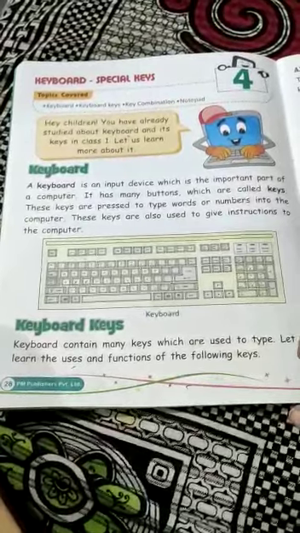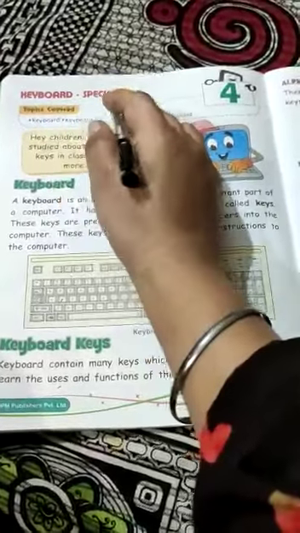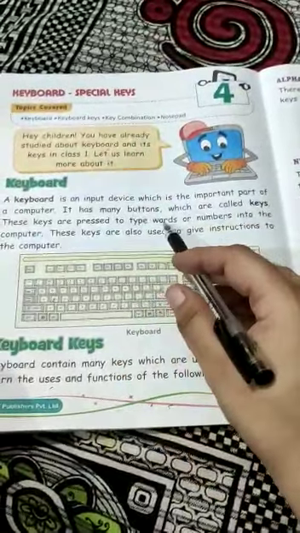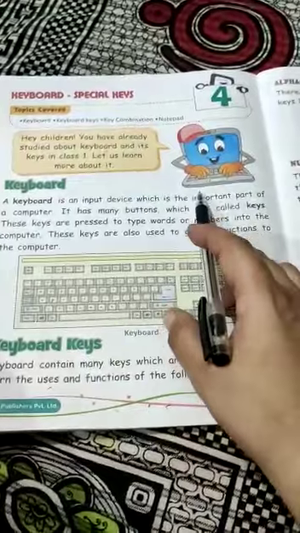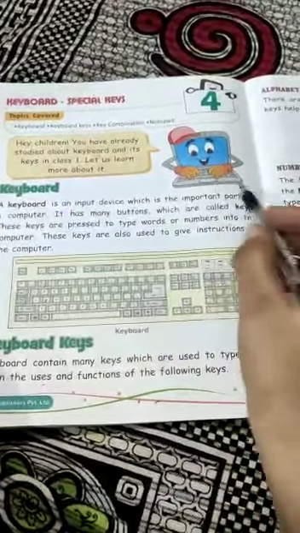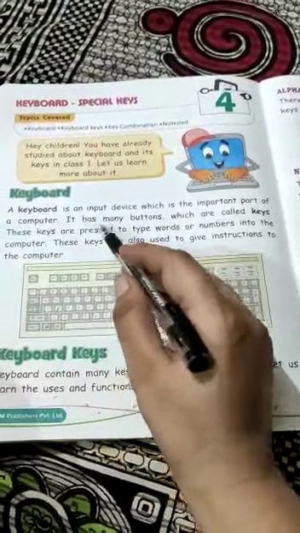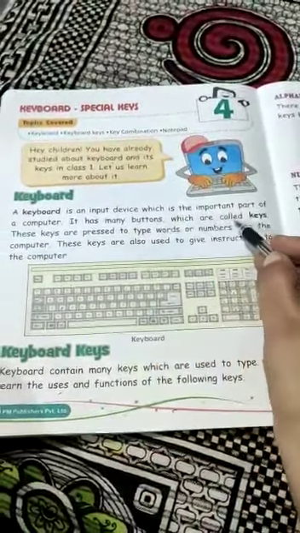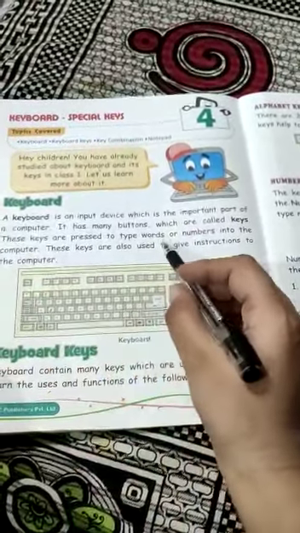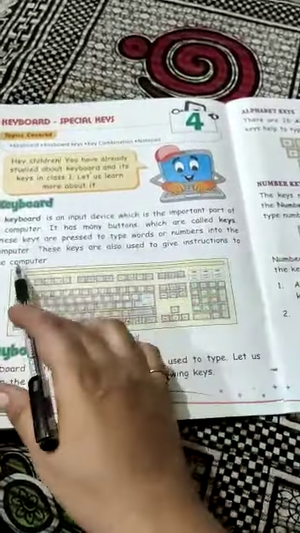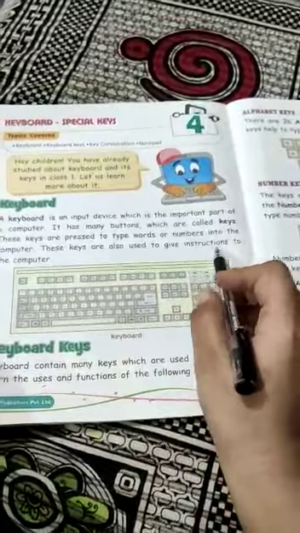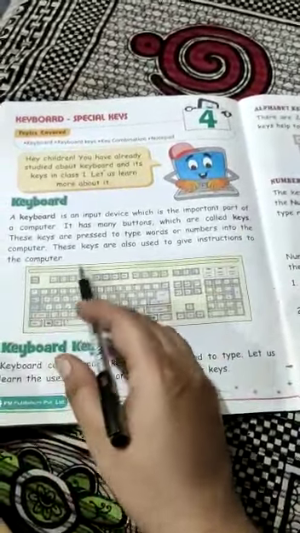Today we will discuss computer topic keyboard special keys. Keyboard is also a part of computer which is used for typing. It is an input device which is the important part of a computer. It has many buttons which are called keys. These keys are pressed to type words or numbers into the computer. These keys are also used to give instructions to the computer.